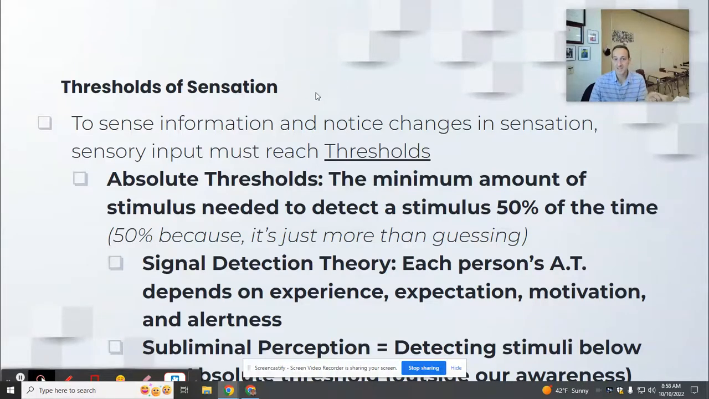So when it comes to sensation, the basics of sensation, like how do we smell something, taste something, hear something? The first thing to note is that to notice the stimuli, to notice the sensation, it's got to cross what's called a threshold, specifically the absolute threshold. The absolute threshold means the minimum amount of a stimulus necessary to detect it, and it says 50% of the time. The reason it's 50% is because sometimes we're not sure if we sense something. Like if I say, can you taste this? And you're like, I think so, I'm not sure.